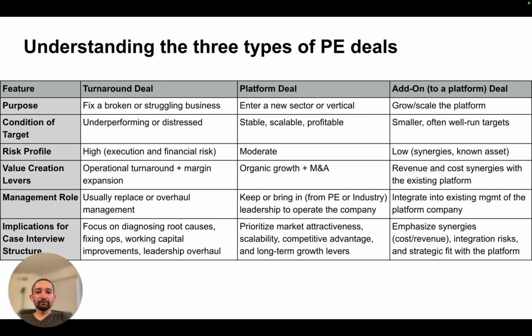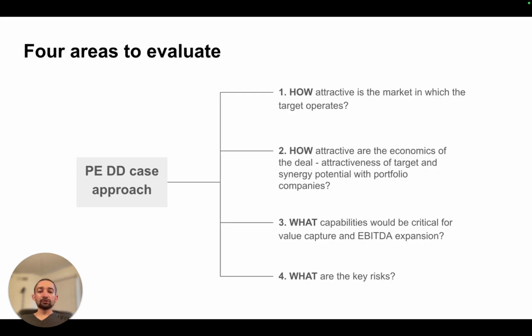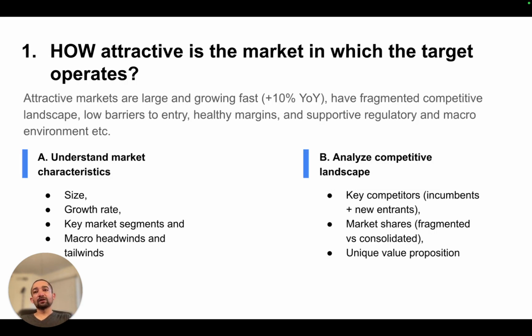All right, now let's actually dive into how we will attack or approach these cases. So our approach for private equity cases will be very similar to the approach that was laid out for M&A cases. Right? So we'll evaluate four areas: how attractive is the market in which the target company operates, how attractive are the economics of the deal, right? What capabilities would be critical for value capture, EBITDA expansion, and what are the key risks. Right? So now let's take a closer look at each of these. I'm not going to spend a lot of time on this. This is now becoming very repetitive.